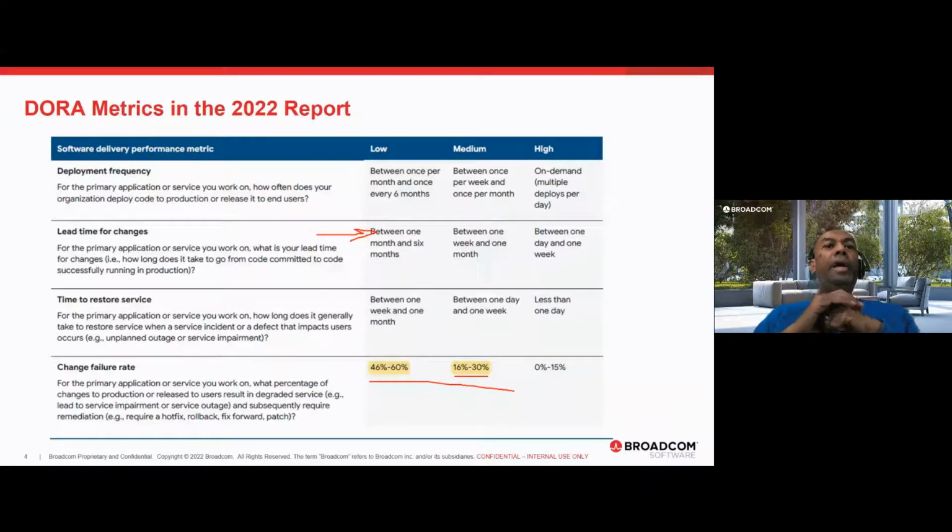As it turns out, if you look at the DORA report in detail, 88% of all enterprises fall into the low and medium category, and they have change failure rate higher than 16%. Now, there are some enterprises that we've talked to that have relatively low change failure rate or CFR. I'm going to be using the acronym CFR.